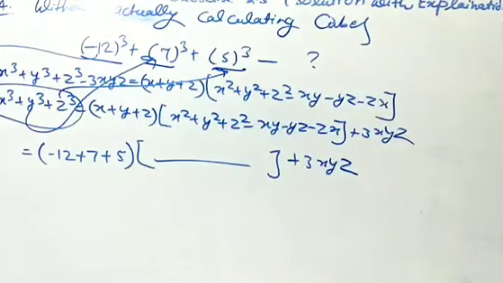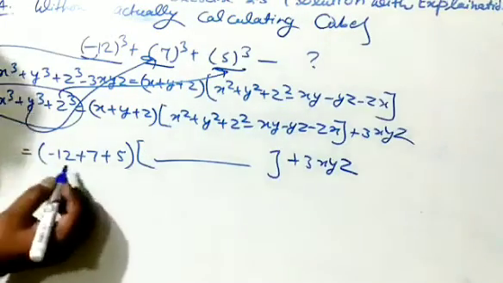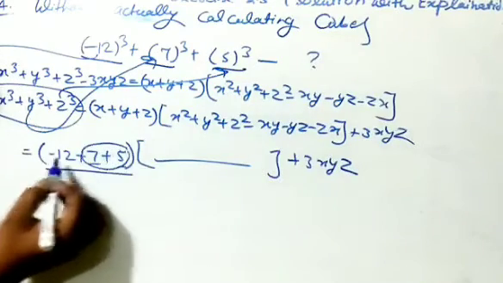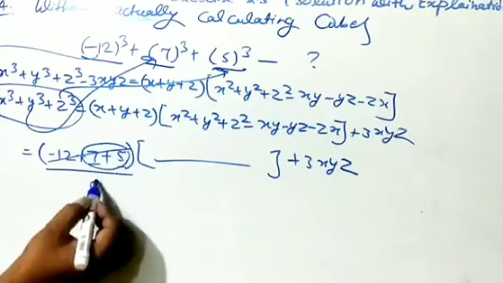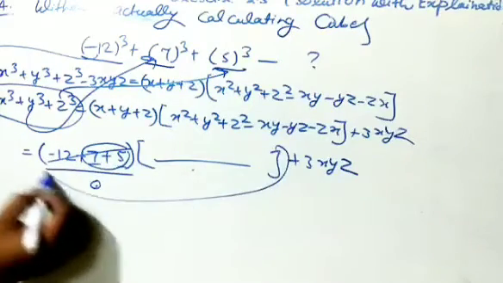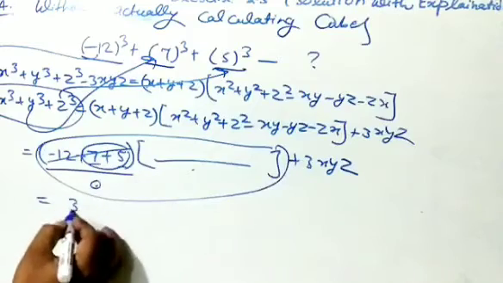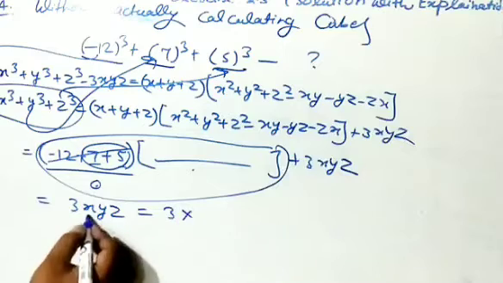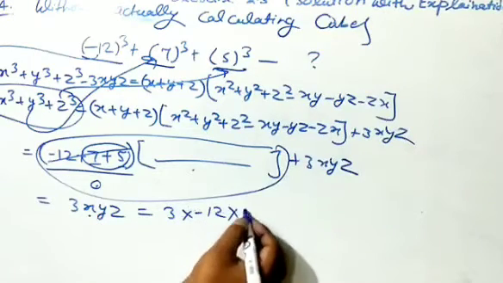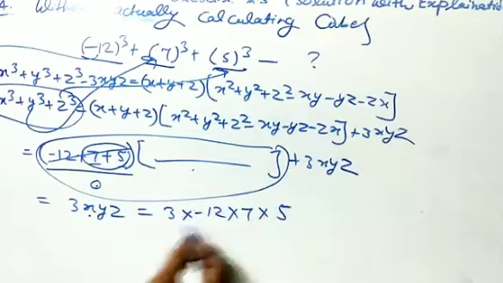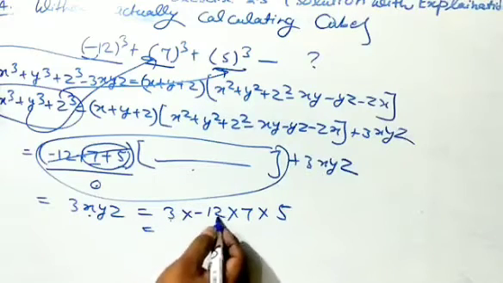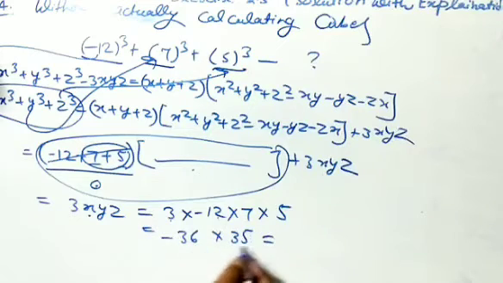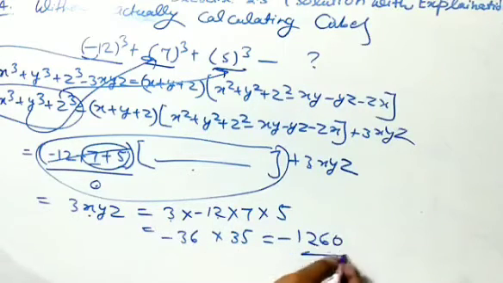Why am I not writing this section? Because in this bracket, 7 plus 5 will be plus 12, and it will be minus 12, so the whole section will be 0, and multiplied by 0, this whole section will be 0. So what is remaining? 3xyz. So I am writing here 3 multiplied by x which is minus 12, y is 7 and this is 5. When you multiply 3 by minus 12, it will be minus 36, then times 7 is minus 252, and times 5 it is minus 1260. This will be your answer.